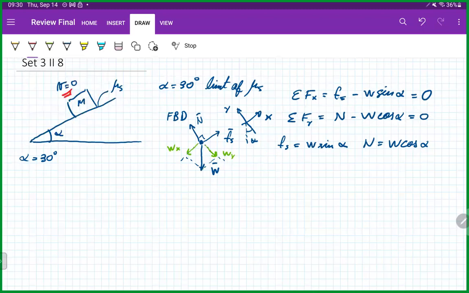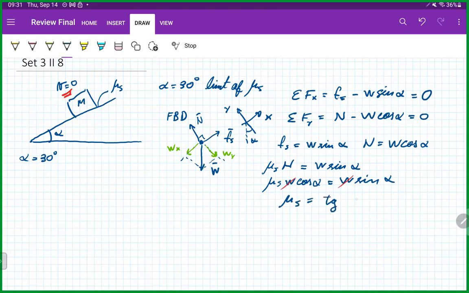And then we can rewrite our friction as mu static times the normal. That is by definition, so there is no other way to support that. It is what it is. And then we have weight sine of alpha equals mu static times the normal, and the normal we can substitute with weight cosine of alpha. So we have weight sine of alpha equal mu static weight cosine of alpha, and the weights are gone. That's why I never wrote mg. So we have mu static equals the tangent of alpha, and that's around 0.58.